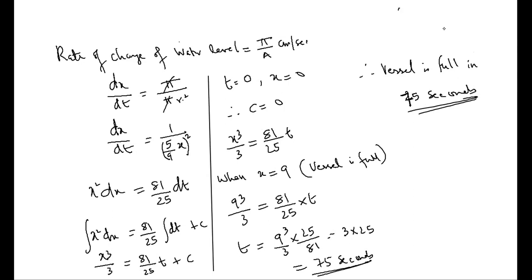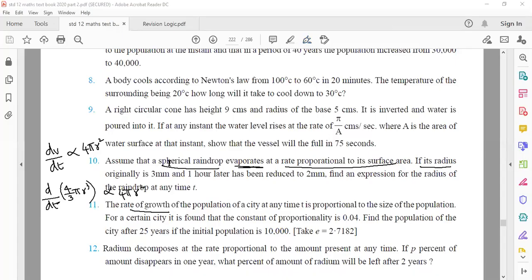So all types of problem I have completed. The first point I explained to you is, whenever you say the spherical raindrop evaporates, we are talking about the rate of change of volume. It is proportional to surface area. Surface area of sphere is 4 pi r square. V can be replaced by 4 by 3 pi r cube, which is proportional to 4 pi r square.